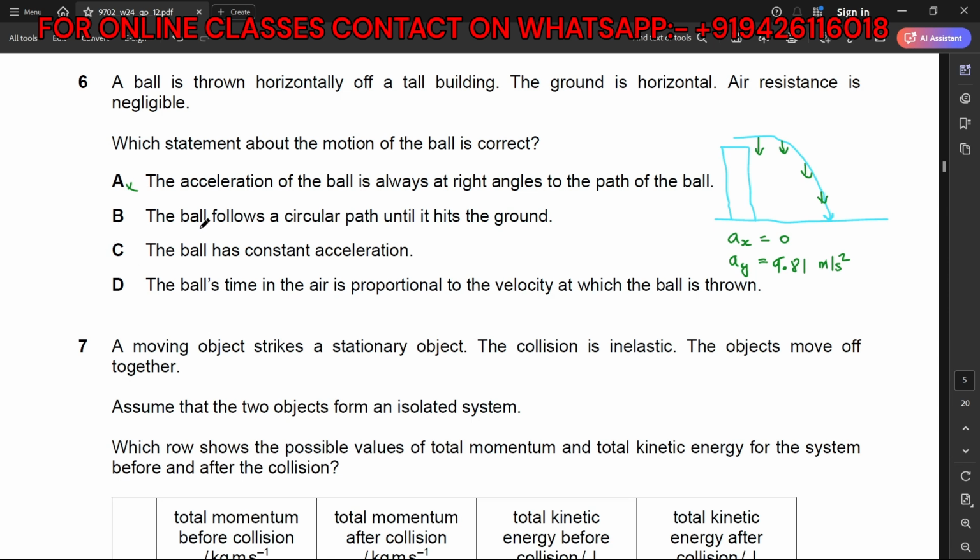Now if I talk about B, the ball follows a circular path until it hits the ground. That is again not the case. In that case, it's going to be something like this.